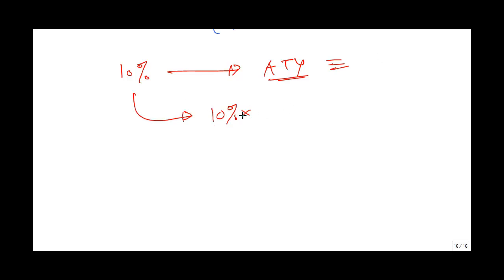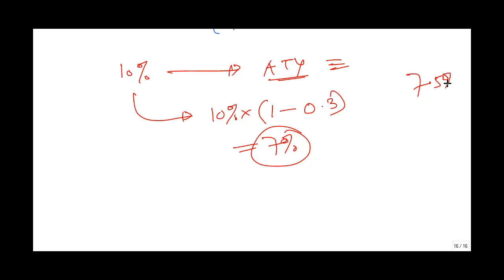Another way to do it is to compute the after tax yield of the 10% bond and then compare it with the municipal bond yield. So the after tax yield of the 10% bond is 10 into (1 minus 0.3), which is 7%, and in the municipal bond you are getting 7.5. So you will say that the municipal bond is better than this.